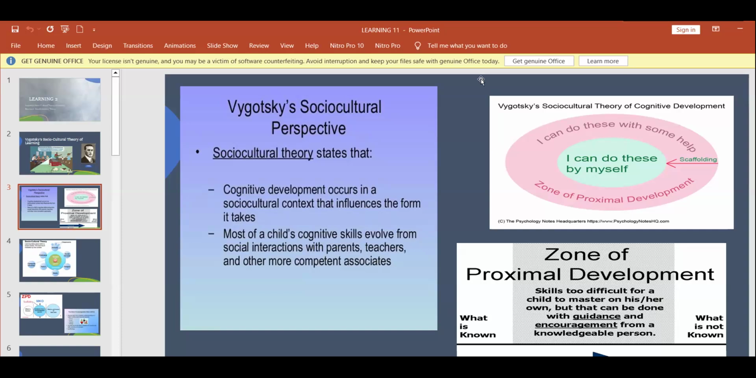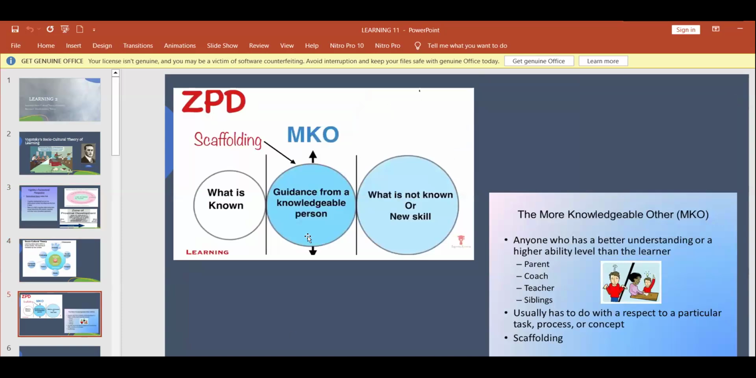They are MKO and ZPD. This can be discussed by looking at MKO and ZPD. Are you listening? Yes, madam. So MKO refers to more knowledgeable other. We learn from more knowledgeable others.